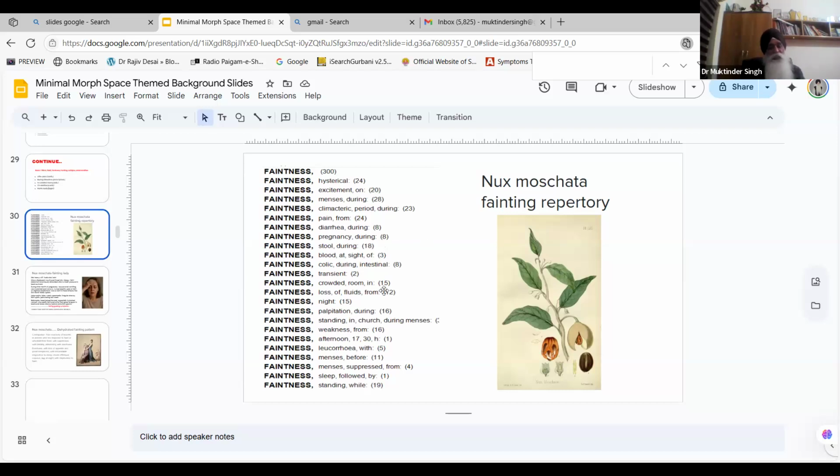If I search the rubrics: faintness, hysterical, on excitement, menses during climacteric period, pain from diarrhea during pregnancy, during stool, during blood at sight of. There are many people who just see blood. I remember one of the ladies we were serving with in the Gurdwara. On the service day, whenever there is a Gurpurab, we make langar, and they were washing, cleaning and chopping the vegetables.